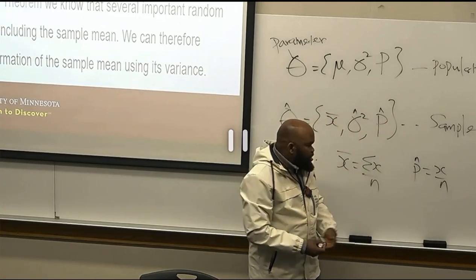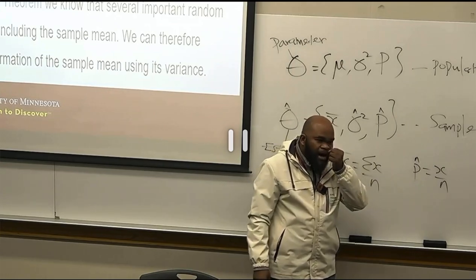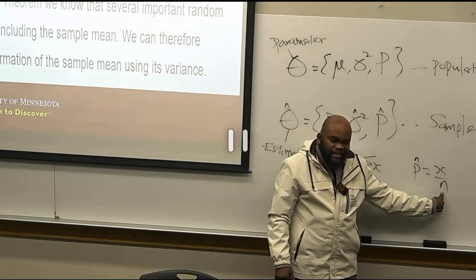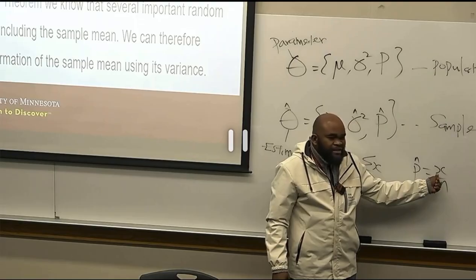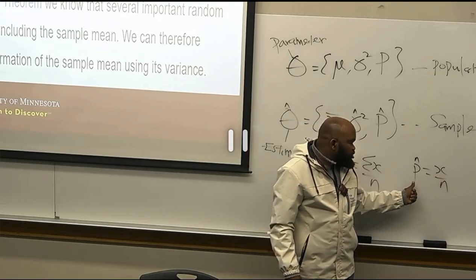Maybe I want to estimate the proportion of those who actually have a disease. If N is the number of people tested, and X is the number of those that actually test positive for the disease, then this is an estimate.